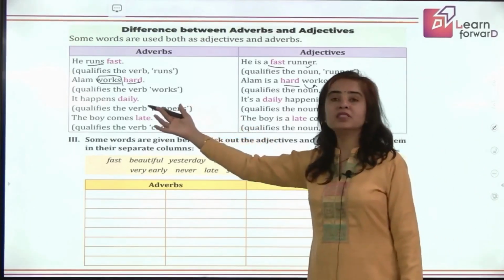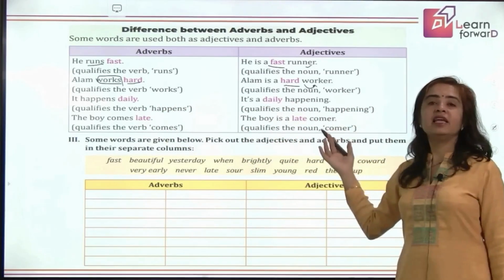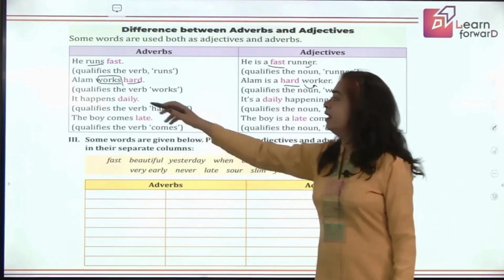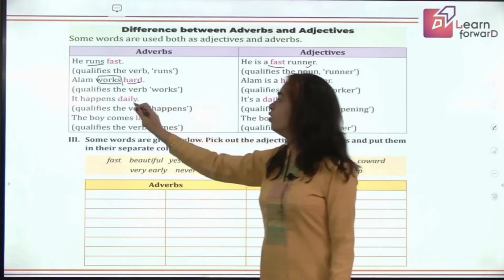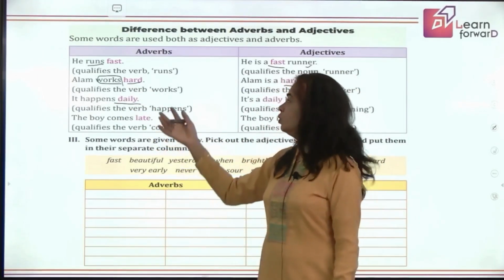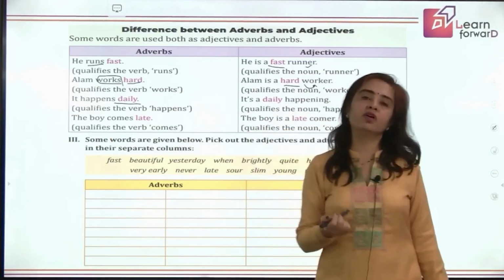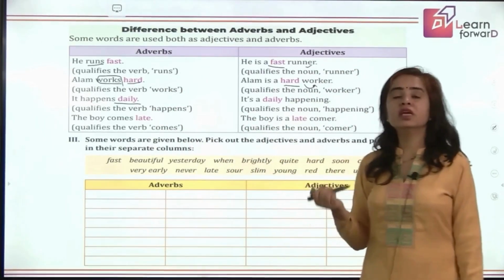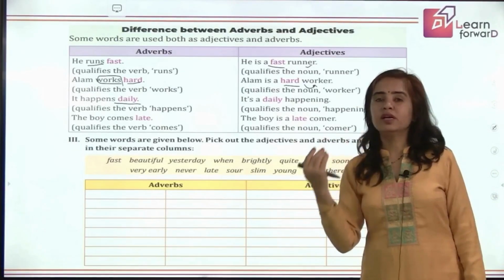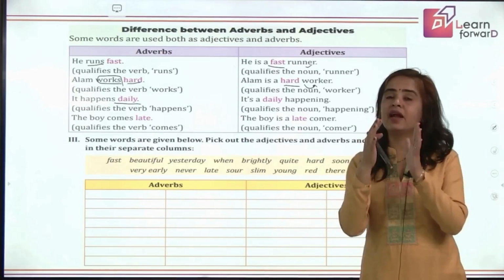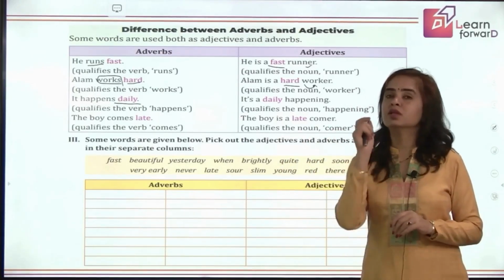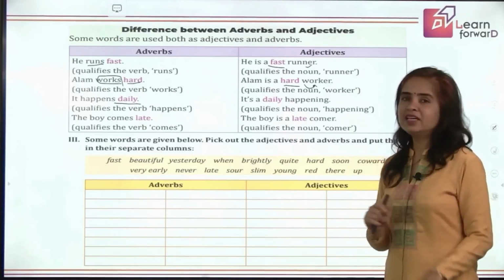Similarly, it happens daily and it's a daily happening, or if you say it's a daily newspaper. So it happens daily is telling you the frequency. When does it happen? How repeatedly does it happen? So daily is an adverb here, adverb of frequency. But when you say I read a daily newspaper, or the Times of India is a daily newspaper, then the word daily is telling you about the noun newspaper. So there it becomes an adjective.